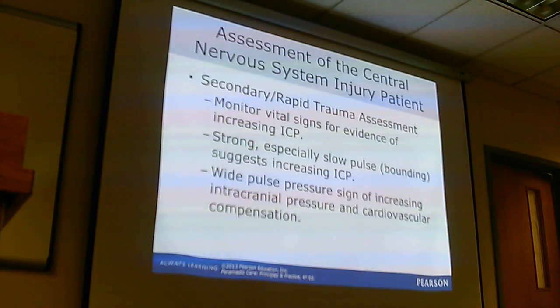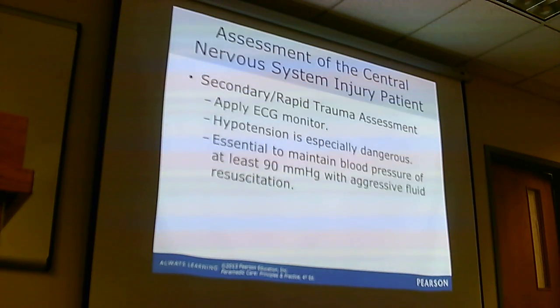And then obviously we're going to be monitoring their ICP. What are we going to be monitoring to see whether they have intracranial pressure? Vitals. Which vitals specifically? Blood pressure? Cushing's triad: blood pressure, heart rate, and breathing.